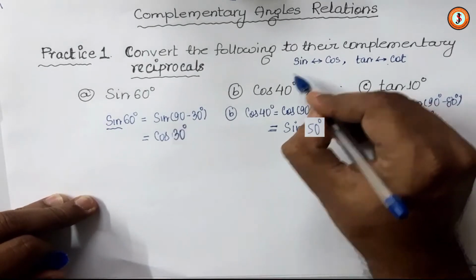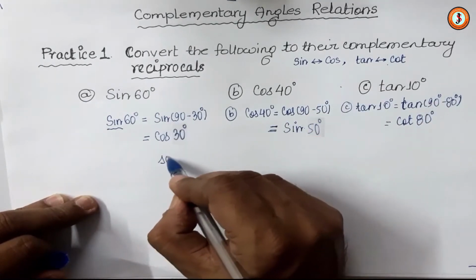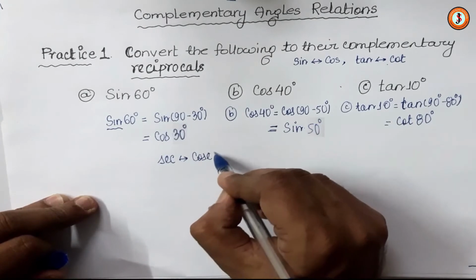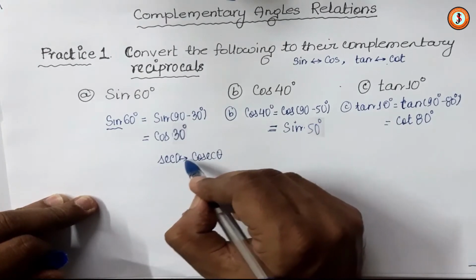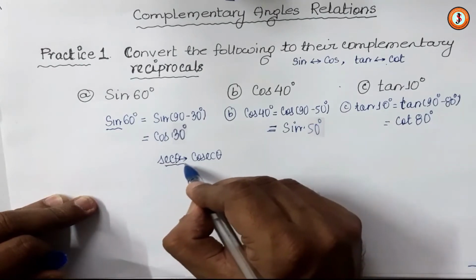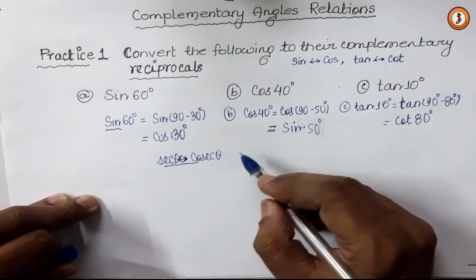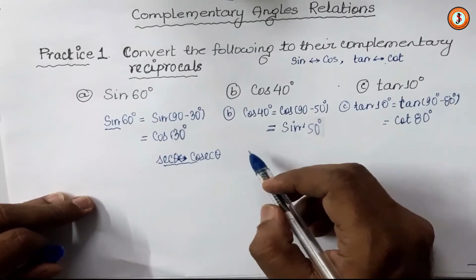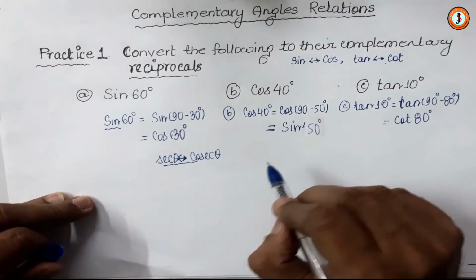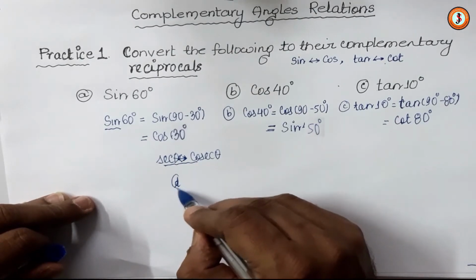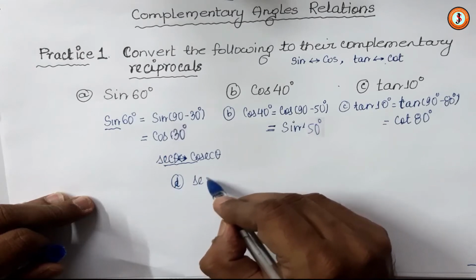Same thing, the other reciprocal is sec and cosec. Sec and cosec are complementary reciprocal of each other. That means sec 90 minus theta is equal to cosec theta, and cosec 90 minus theta is equal to sec theta.